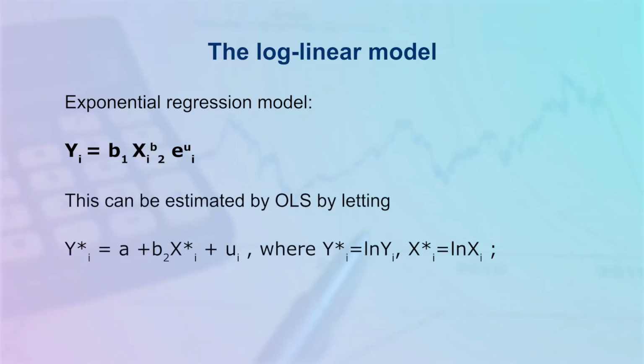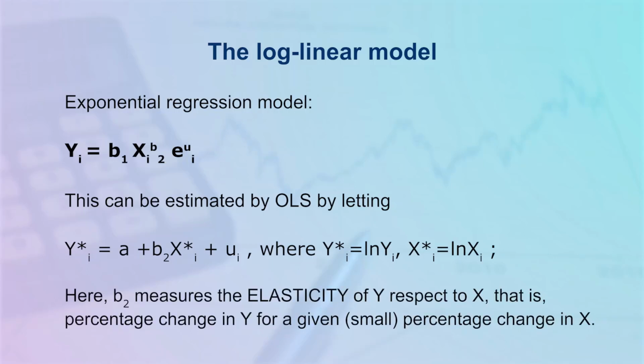When we estimate this model using OLS, we get the predicted values of y and x in the usual logarithmic forms, not in the original form. So when we estimate the model, we have to be careful about the interpretation. B2 measures the elasticity of y with respect to x, because we go for the proportionate change in the independent variable, and thereby the elasticity concept comes in. It is measuring the degree of responsiveness, that is, how x and y are related to each other.